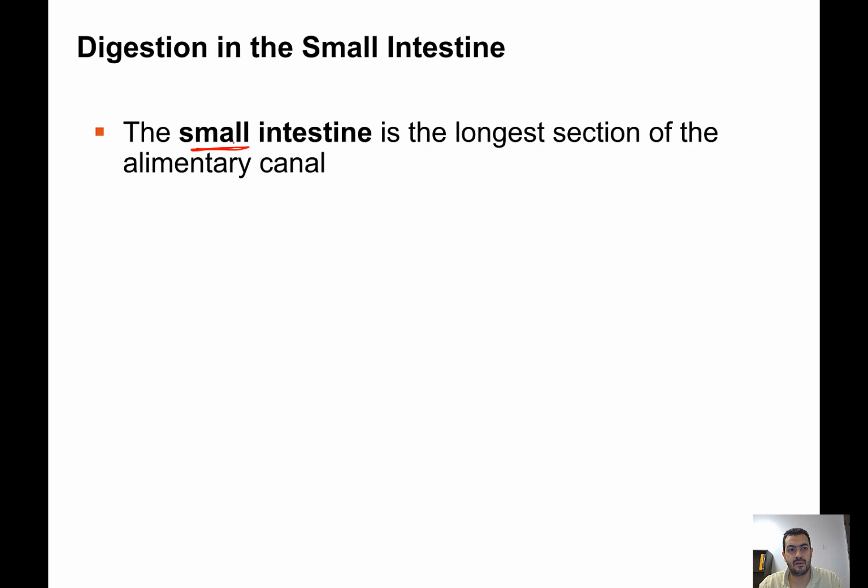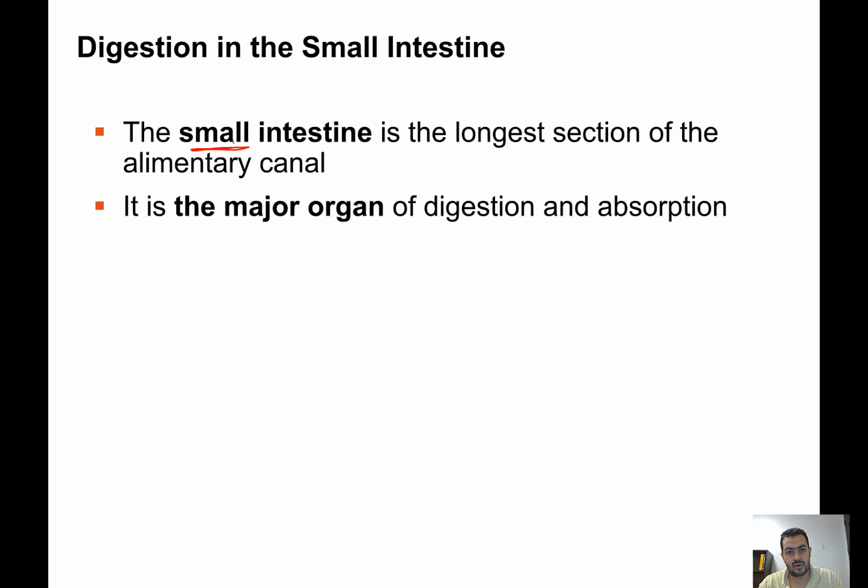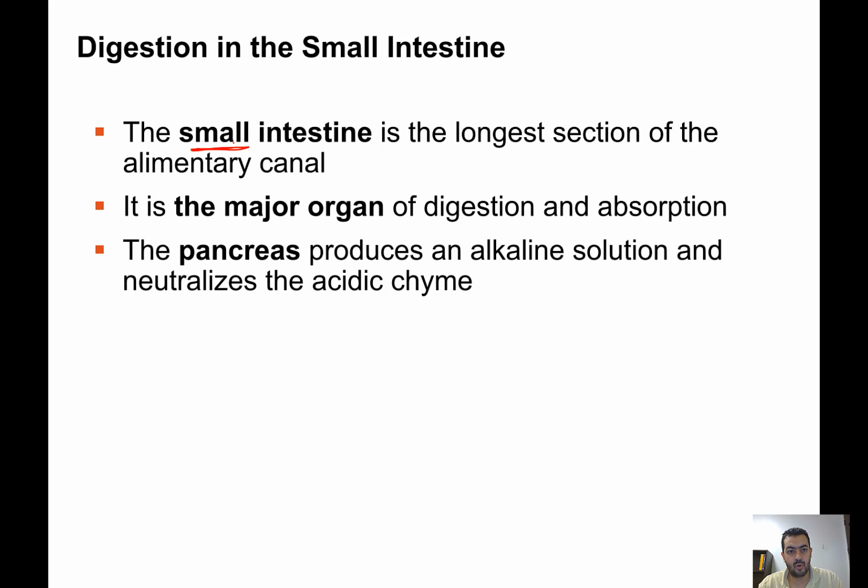So it is actually longer than any one of us. Small refers to the diameter and not the length. This is the major organ for digestion and absorption. So the small intestine is the major organ. Within the small intestine, the pancreas produces an alkaline solution to neutralize the acidic chyme.